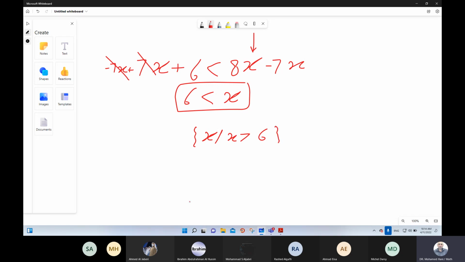Who has any question about this idea? Is it clear for all? Yes. Okay.